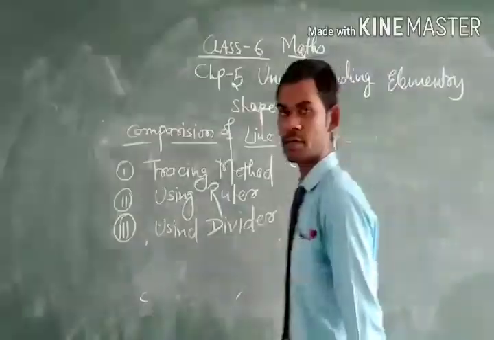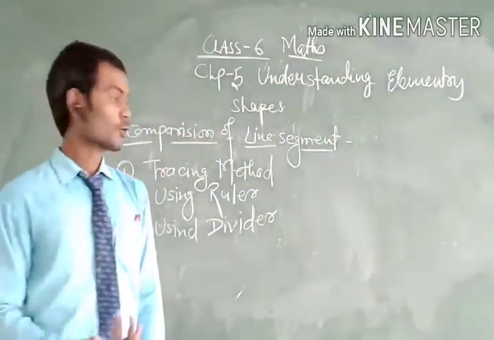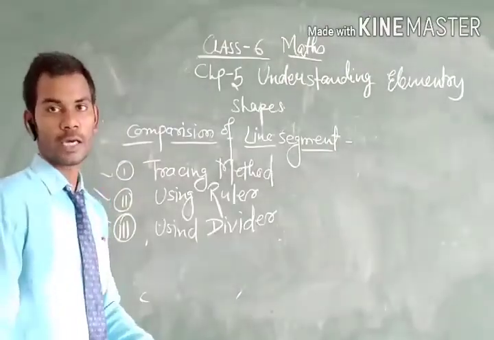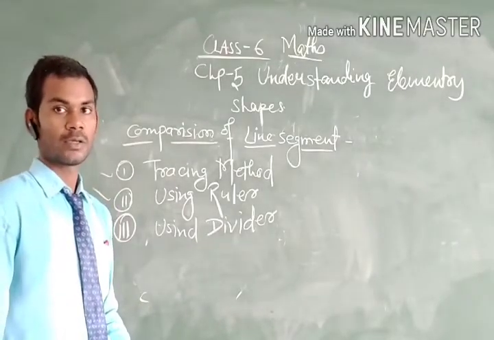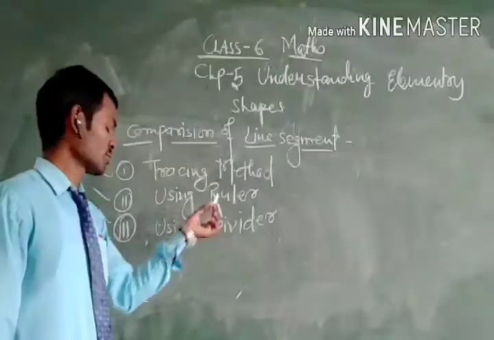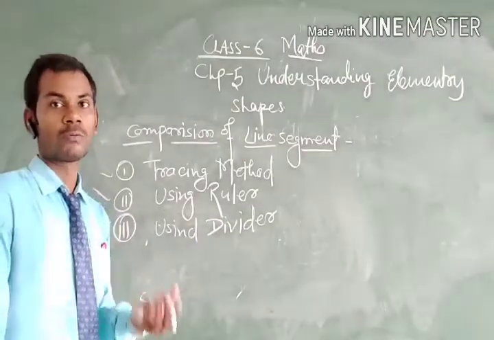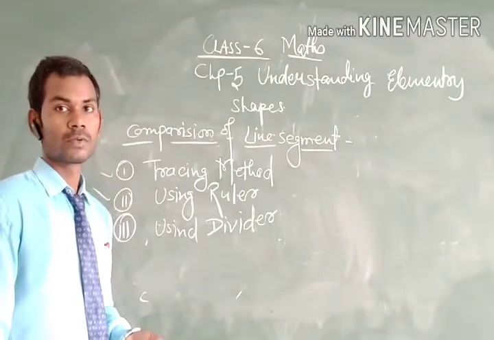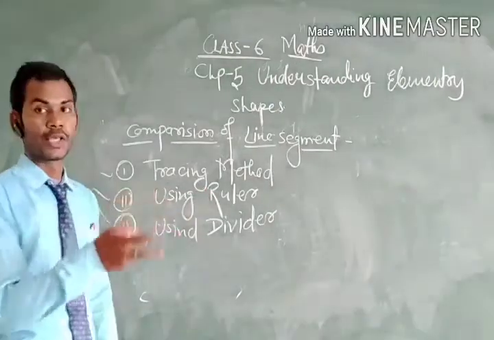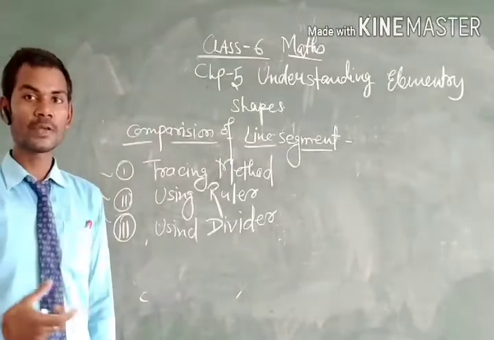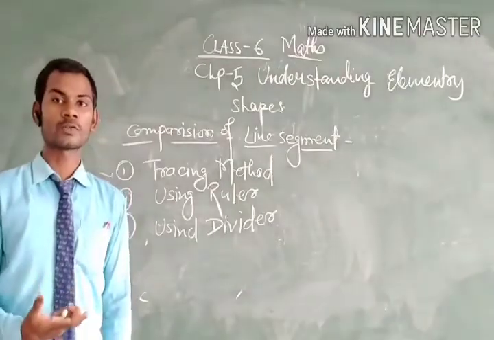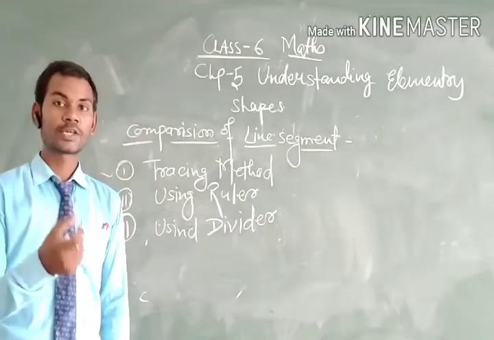There we can compare line segments using these three tools. First is the tracing method, that means we trace another line segment beside the given line segment, which shows which line is greater and which line is smaller. Second is using a ruler. It is a very popular idea to measure the length of a line segment. We also use the ruler for drawing straight lines.